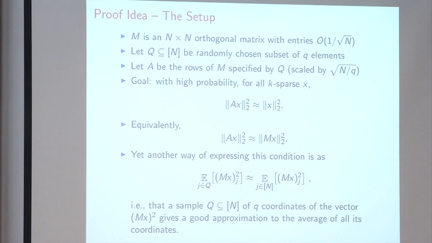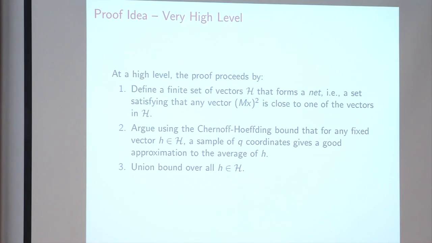So what am I going to do next? Well, that's the usual thing. We have what a priori might look like an infinite set of vectors. There are infinitely many k-sparse vectors x, and we have to argue about all those vectors Mx squared. There are infinitely many of them. How do you argue about all of them? Well, we take a finite subset, we call a net, and the subset should have the property that any vector Mx squared is close to one of the vectors in the subset. Okay, this is a net.